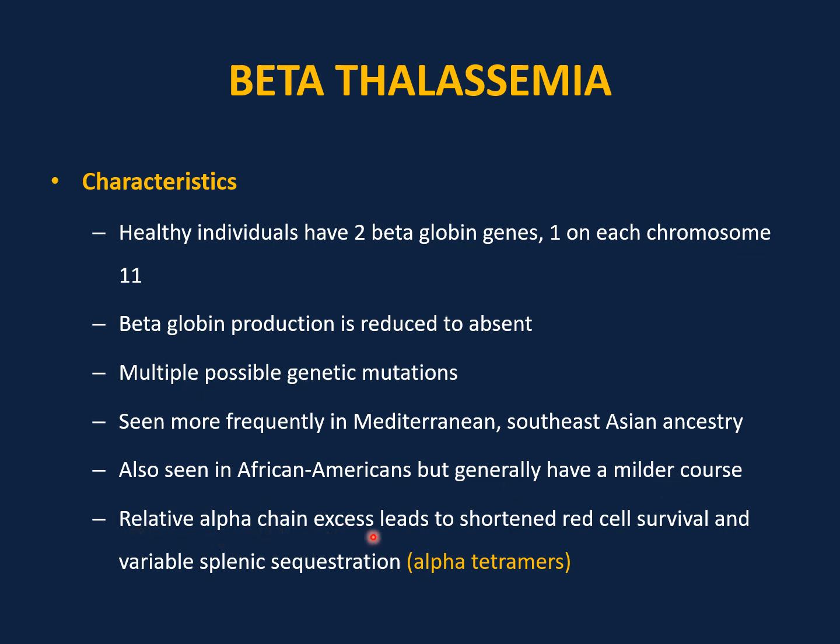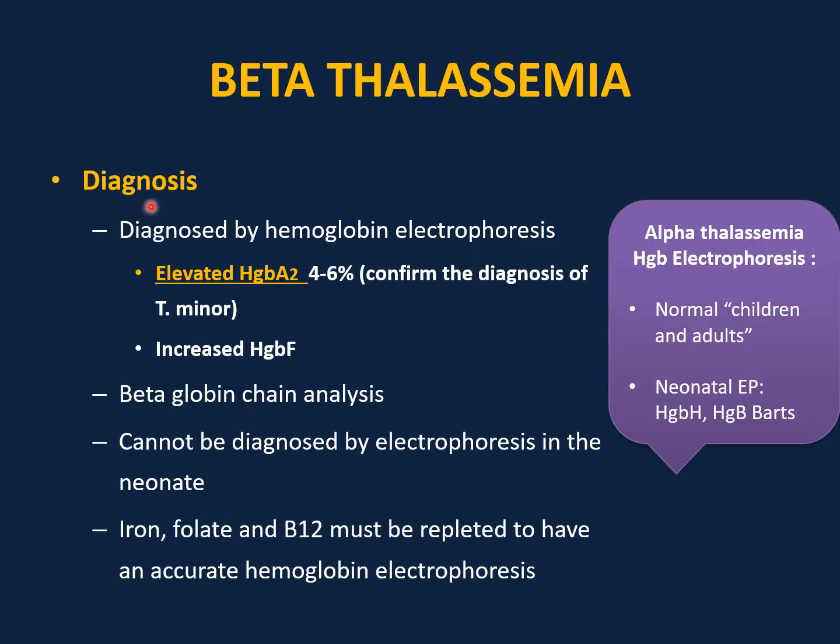Relative alpha chain excess leads to shortened red cell survival and variable splenic sequestration, and this is because of the accumulation of the alpha tetramers. Diagnosis of beta thalassemia is by hemoglobin electrophoresis. Elevated hemoglobin A2 more than 3.5%, usually between 4 and 6%, confirms the diagnosis of beta thalassemia minor or trait. And also you may see increased hemoglobin F in the hemoglobin electrophoresis in cases of beta thalassemia.